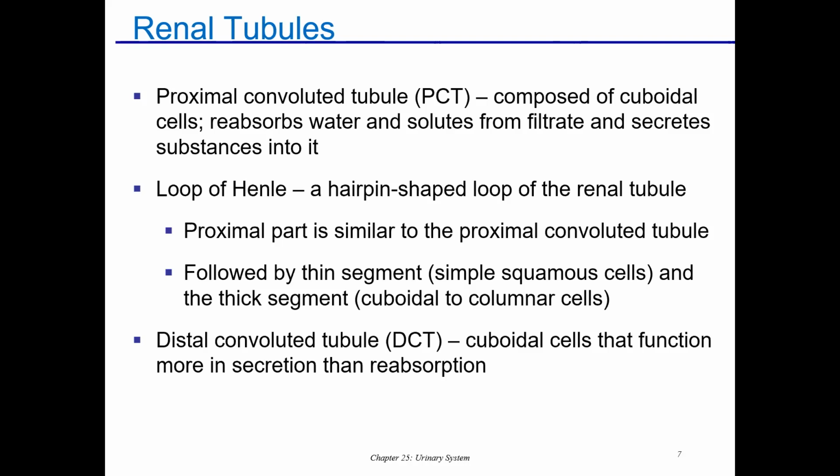We secrete potassium at the distal tubule. If you remember the whole action of aldosterone, remember aldosterone? Aldosterone raises blood pressure by retaining sodium and retaining water. Well, to retain sodium, we have to get rid of potassium. We've got to have a balance there. So if we keep sodium, we've got to get rid of potassium. We secrete the potassium at the distal tubule.